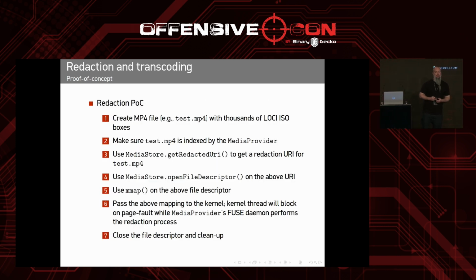And so now we have enough information for our first proof of concept. What we do is that we create a simple test.mp4 file. We append 500,000 sensitive ISO boxes in that file. We use getReducted URI to fetch a reducted URI to that file. And when we open it, we receive a file descriptor, which is actually a fuse file. We map it. And when the kernel accesses the memory region, it results in the media server being notified, and the media server begins the reduction process, which takes time. And this will eventually stall kernel execution. Let's see it in practice.